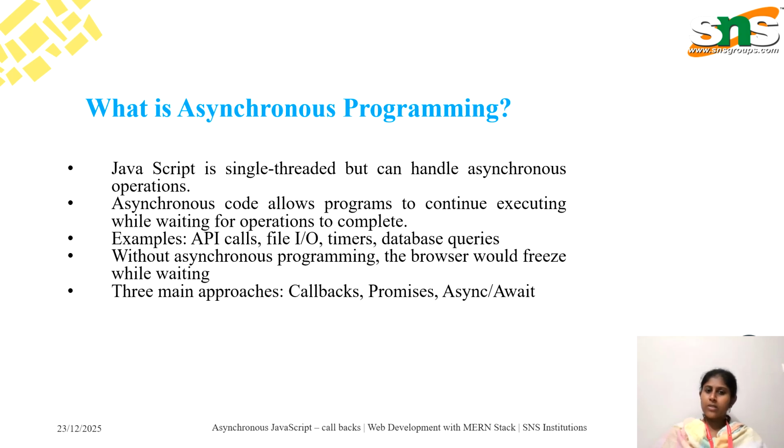JavaScript is a single-threaded language, which means it can execute only one task at a time. However, JavaScript is still capable of handling asynchronous operations. Asynchronous programming allows a program to continue executing other tasks while waiting for a time-consuming operation to complete. Examples of asynchronous operations include API calls, file input and output, timers like setTimeout, and database queries. Without asynchronous programming, the browser or server would freeze while waiting for these operations.